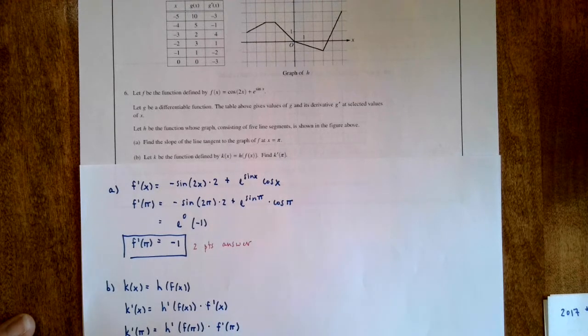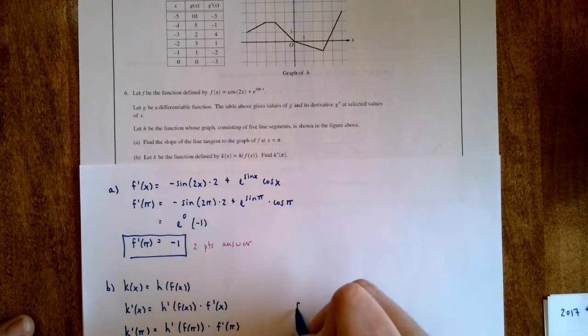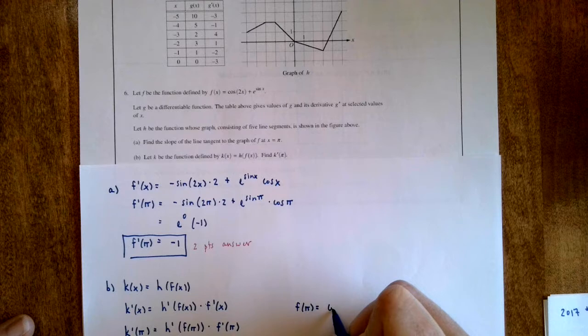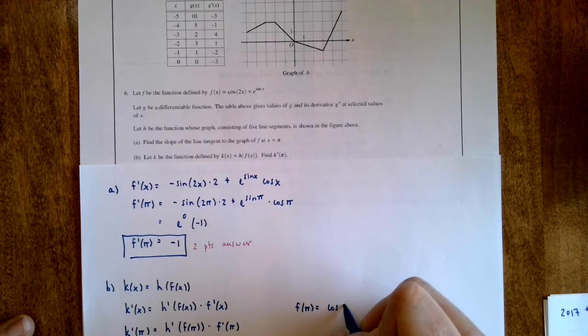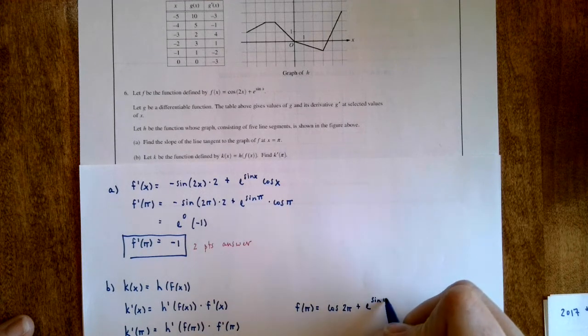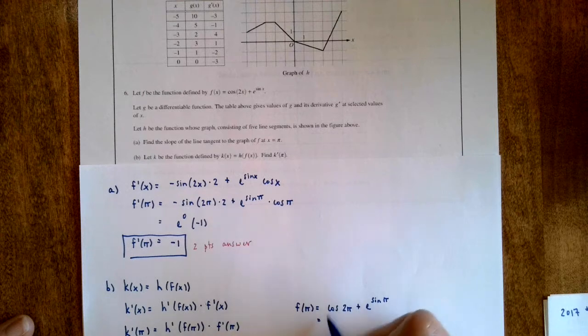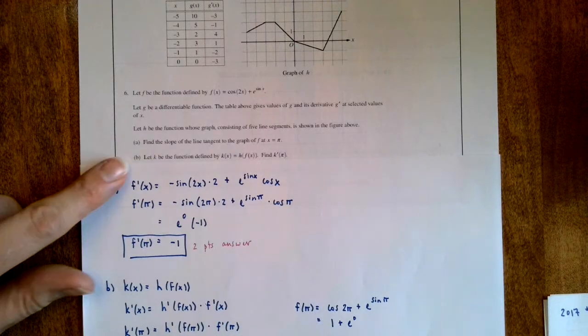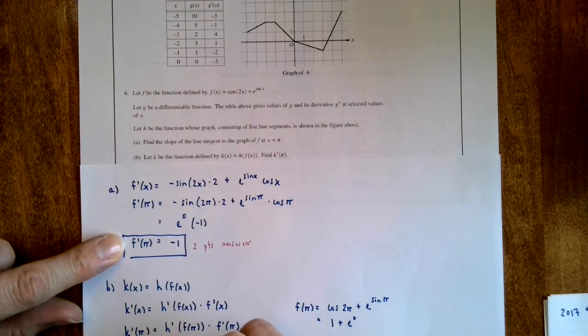All right, so what do we know here? f of pi, I actually need to figure out. Using my definition, f of pi is cosine of 2 pi plus e to the sine of pi. Cosine of 2 pi is 1, plus e to the sine of pi, which is e to the 0, which is 1. So 1 plus 1 is 2. So now I've got h prime of f of pi, which is h prime of 2. f prime of pi we actually found in part A, that's negative 1.